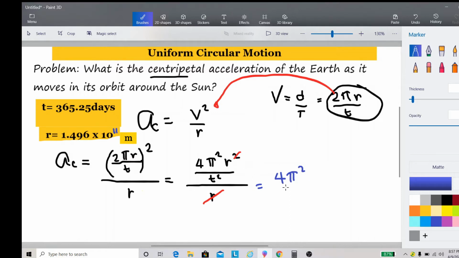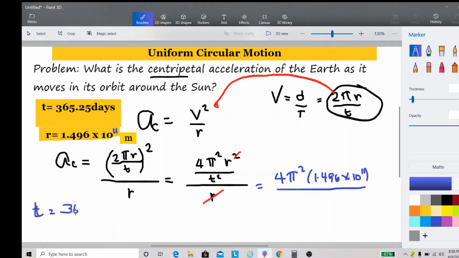We are left with the equation 4 pi squared, and then what is the r? 1.496 times 10 to the positive 11, divided by t squared. What is this t squared? Remember, this is in days. So let us solve for t.